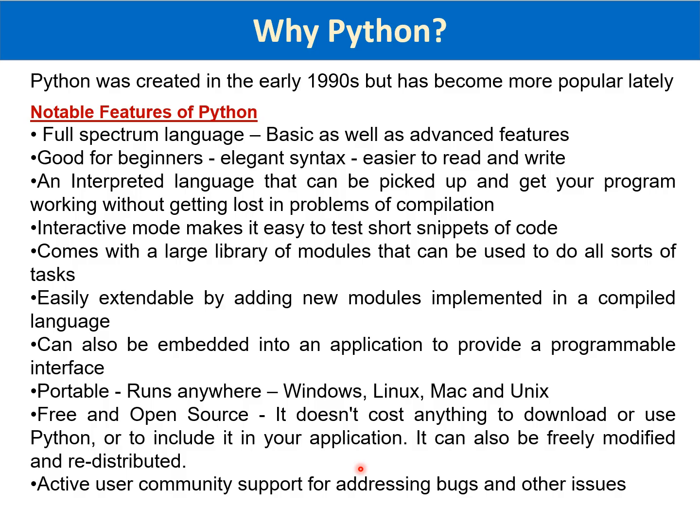Another benefit of open source software is that it also comes with active community support, which is useful for addressing bugs and other issues related to the language. Any problem that you come across while executing a program, you can find solutions very easily as there is active user community support available online, for example, through portals such as Stack Overflow.